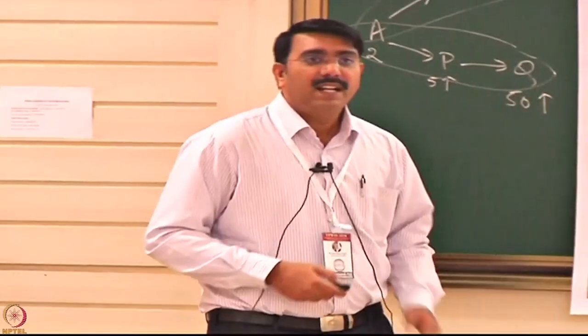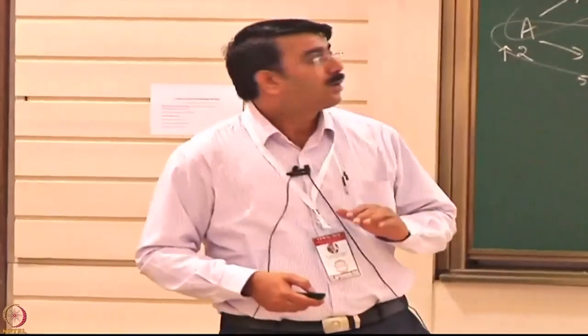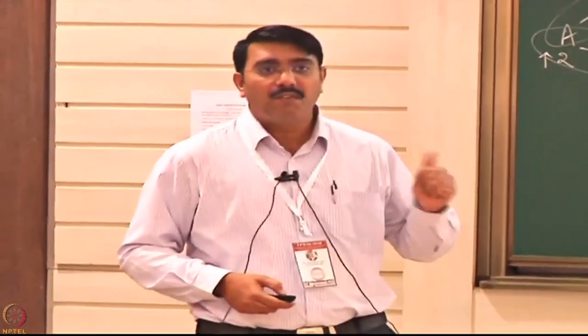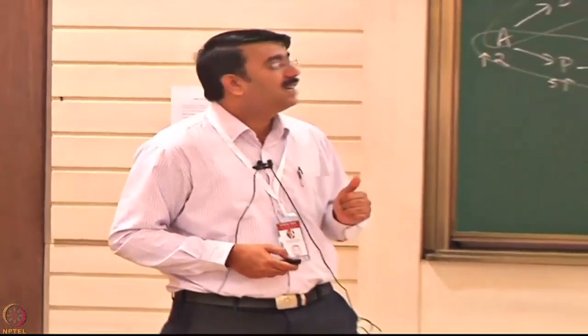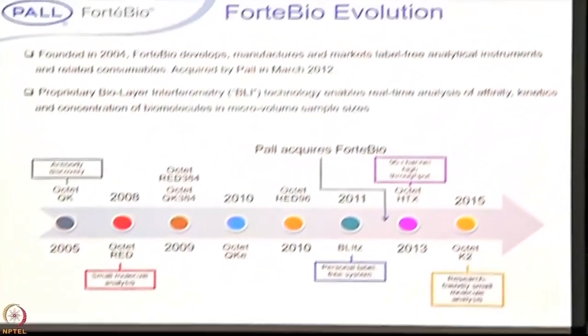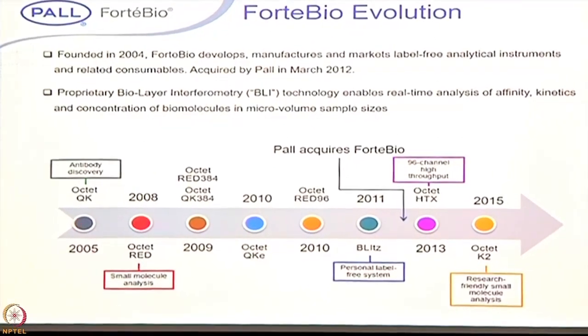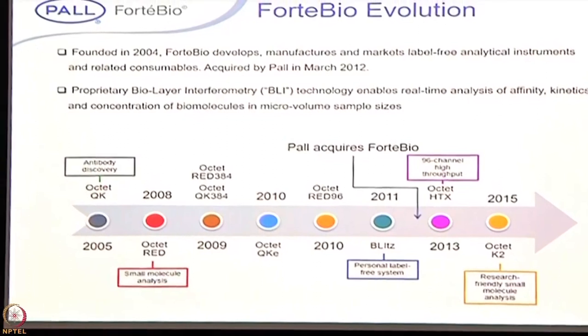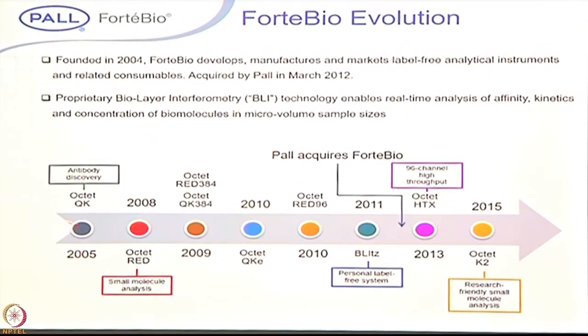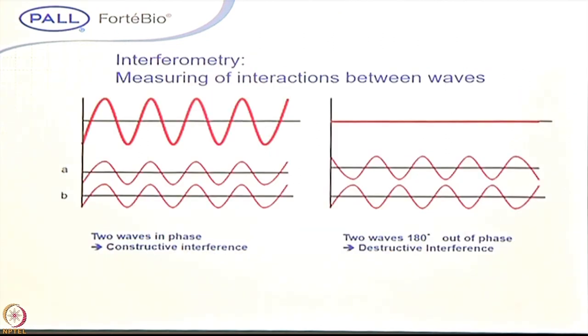So when it comes to BLI technology, I'm going to talk on this. Fortebio is the parent company that invented this technology, from 2003 onwards, and the first system came into the market in 2005. They call it Octet QK. Over a period of years, different instruments have come into the market based on throughput and so on. So with this, I can start with the principle behind it.